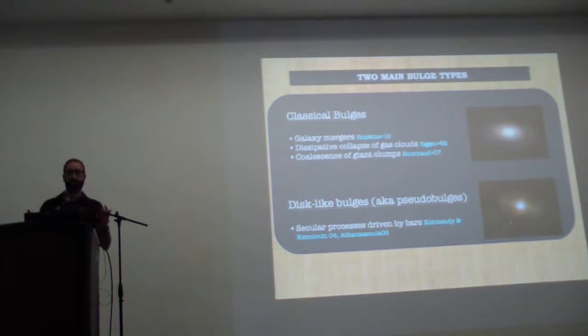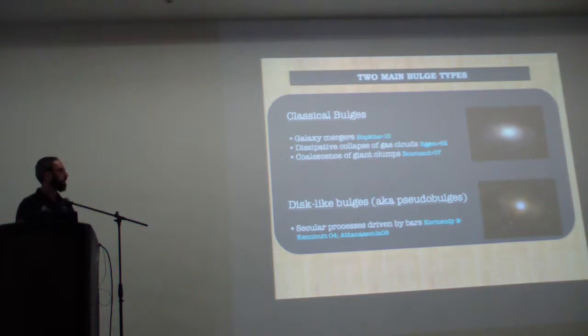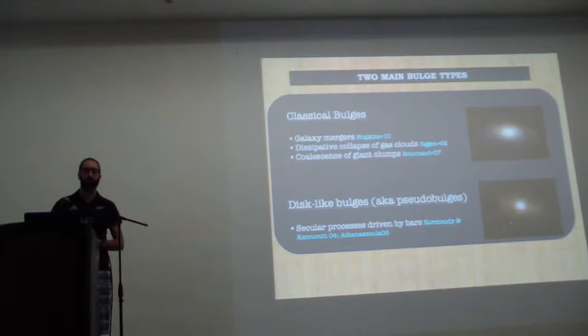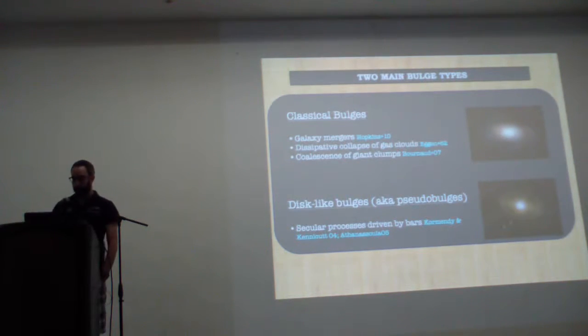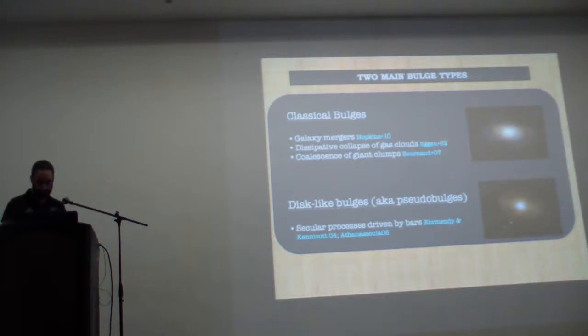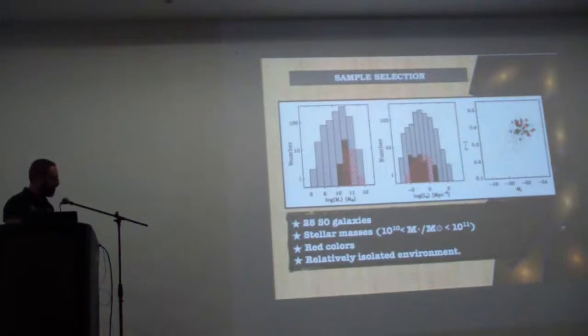So the idea of this study is to figure out what the main morphokinematical properties of the bulges are, try to place them into the scenario for the bulges, and then have an overall idea of the properties and the formation of lenticular galaxies in general. So for this we use CALIFA. We use a sample of 25 lenticular galaxies from CALIFA.